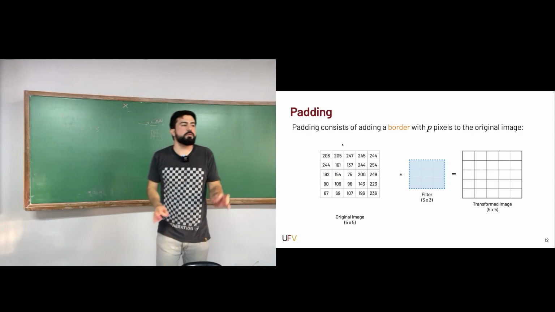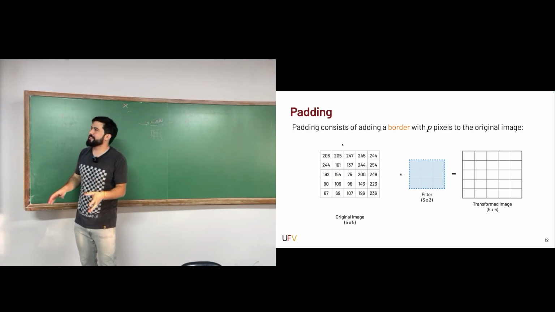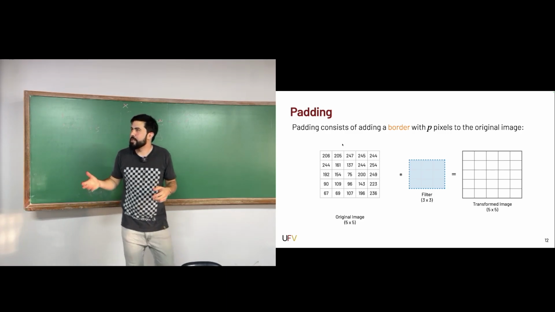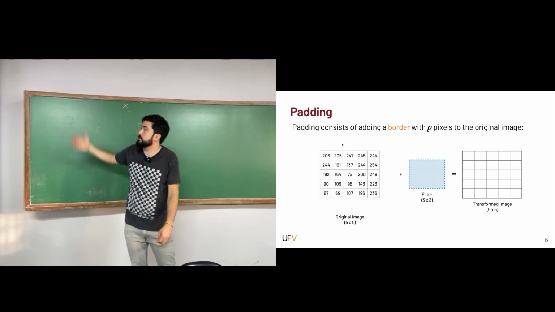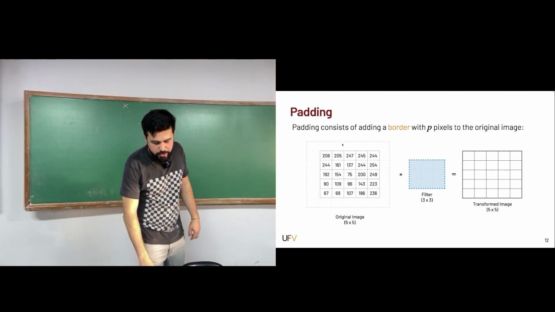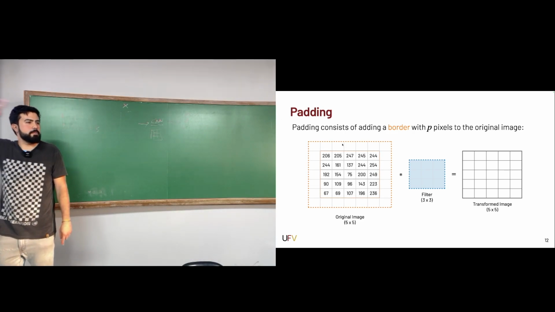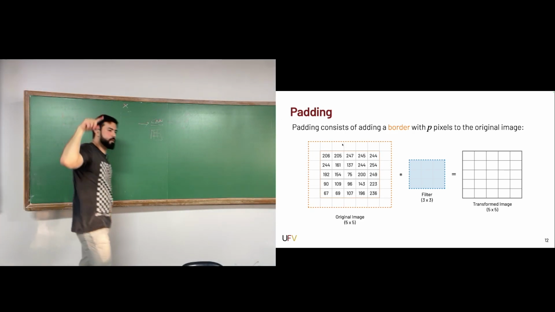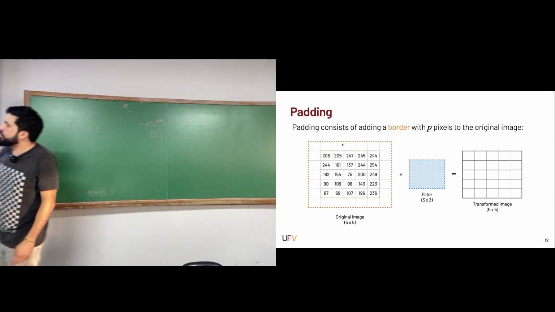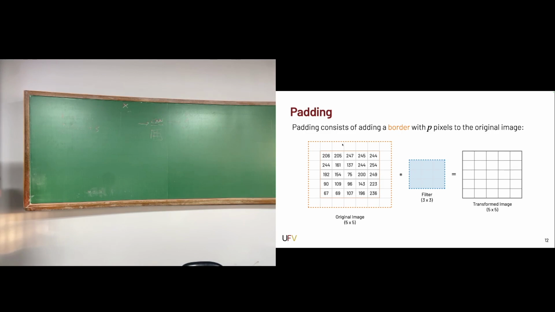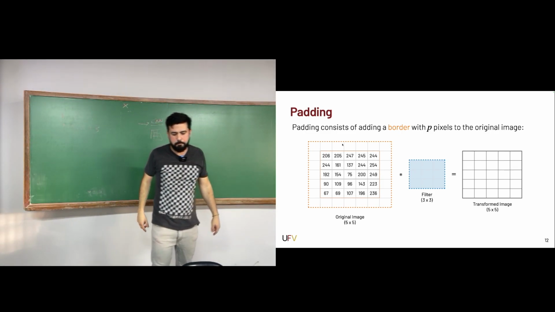So to solve this problem, we're going to use what we call padding, which is a very simple idea, which just consists of adding a border of p pixels to the original image. So visually, this would be it, right? This is a padding of size 1. I'm adding a border of size 1 to the whole image. And I'm keeping the filter 3 by 3. So the original image is still 5 by 5, but now I augmented it with an extra border.